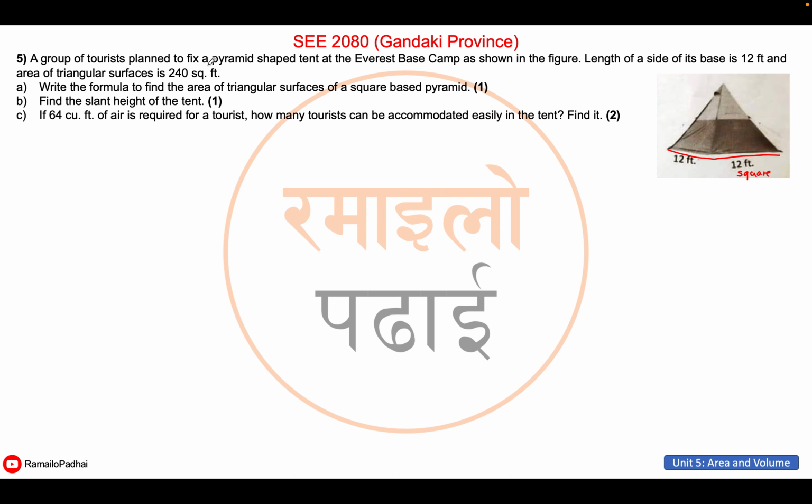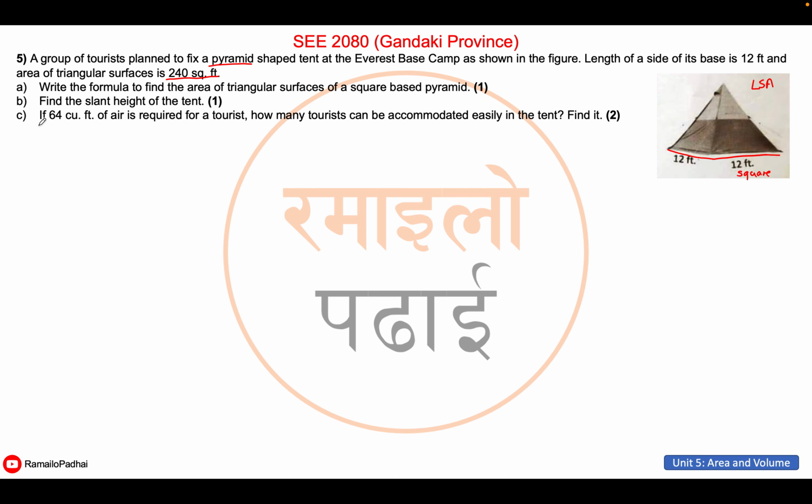Okay, so here we will use the formula of square based pyramid. Now the length of a side of its base is 12 feet as shown in the figure, and the area of triangular surfaces, that means the area of 4 triangles of this tent, so that is the lateral surface area, which is 240 square feet. And what you must remember is the unit of measurement is feet here. In previous questions, the unit of measurement used to be centimeter. Now the unit of measurement is feet.